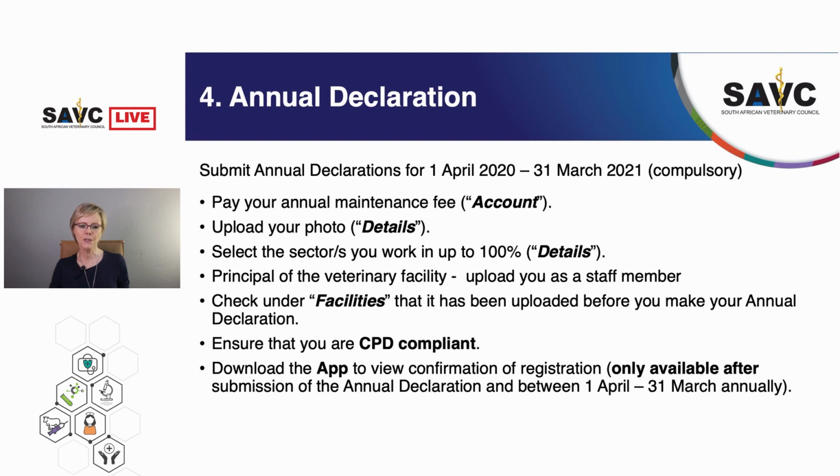It is compulsory from 2020 to submit your annual declaration, stating that you are compliant to practice as a veterinary or paraveterinary professional. When you've done your annual declaration and downloaded the app, you can view confirmation of registration. This is available after submission of an annual declaration and between 1 April and 31 March annually. Students can start practicing doing an online declaration, although it is not compulsory for them until they graduate. This does not entitle a student to practice until the student has graduated. To clarify, let's view the short tutorial.